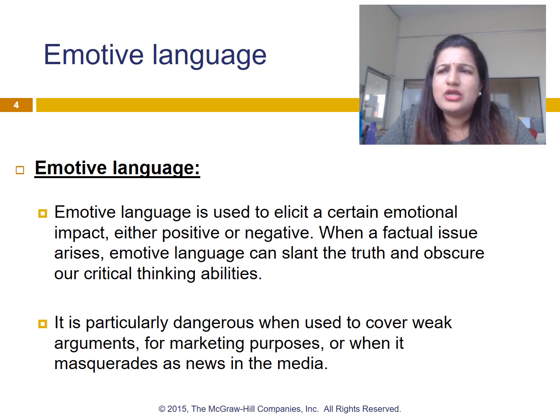So when you have a factual issue, emotive language can then slant the truth, deceive the truth, just make it a little bit bent, and obscure our critical thinking abilities. It can just cloud our thinking abilities at that point. So this is why it's very dangerous. When people have weak arguments, in previous lectures you would have heard about what makes a good argument and what are weak arguments. This is very dangerous when people actually use these kinds of language.